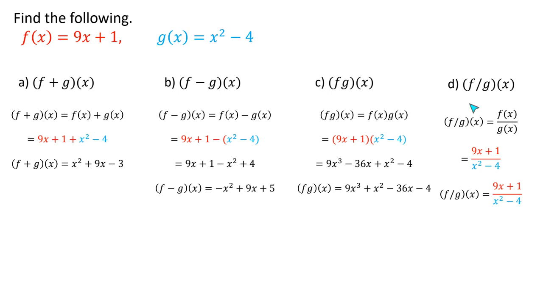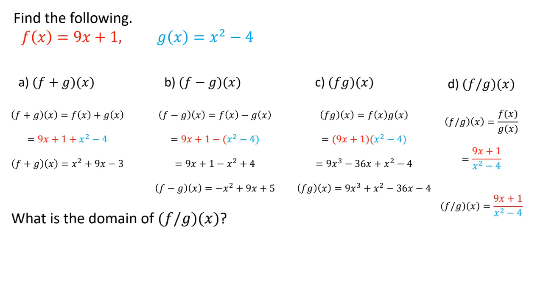And then the last one, division. So this is defined as f of x divided by g of x. So here's my f of x, here's my g of x. X squared minus 4, you could factor that as x minus 2 times x plus 2. But if we factored it, we wouldn't be able to cancel the 9x plus 1. So we can just leave it like this. This will be fine. And so that's division.